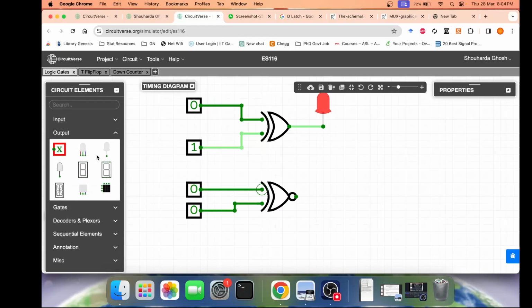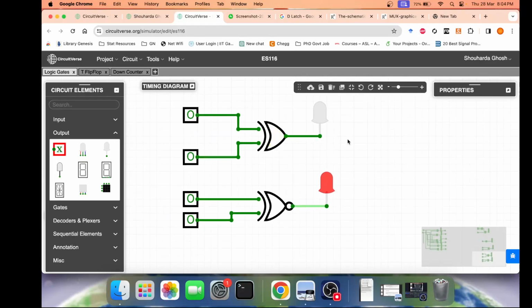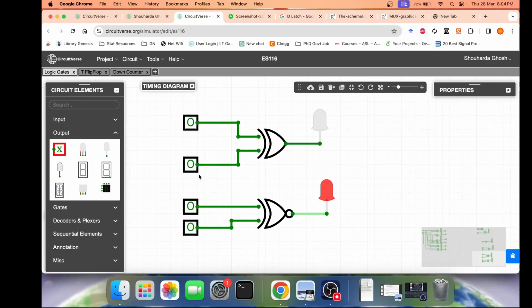And connect it to the LED over here. Now look at this. The moment I put both the inputs as 0, the LED starts glowing. Okay. Now let's look at these two together.